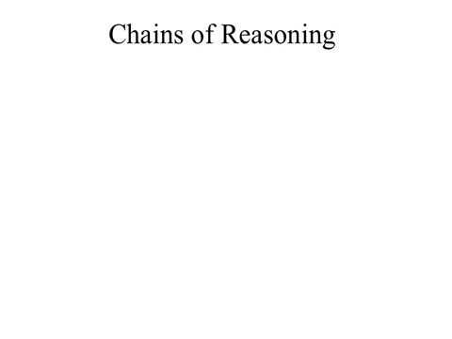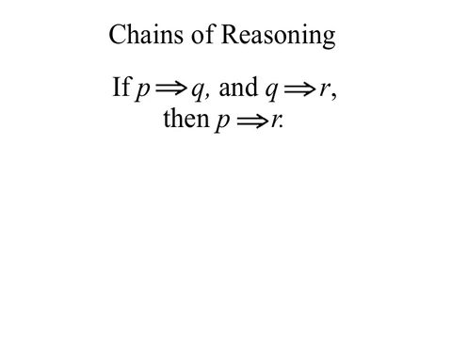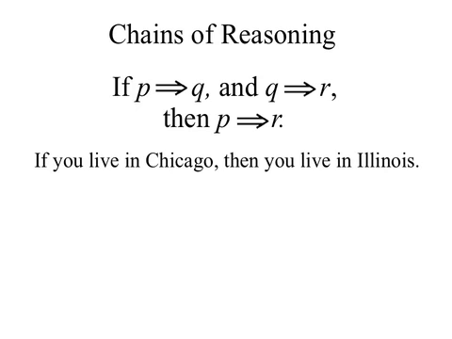Chains of reasoning. If P, then Q, and if Q, then R, then if P, then R. This has some similarities with the transitive property of equality, which says if A is equal to B and B is equal to C, then A is equal to C. Well, that applies to the statements we just looked at.